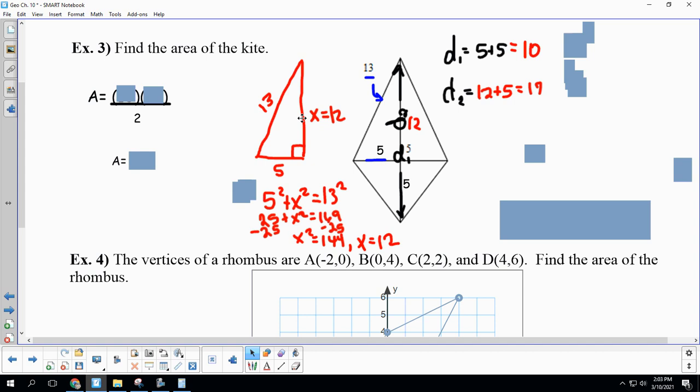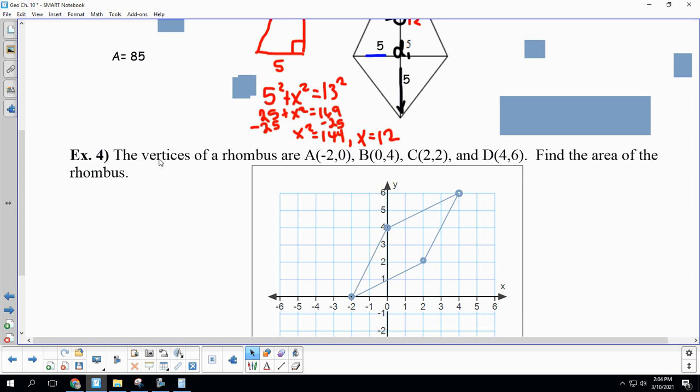But we got some sneaky numbers that we were missing, so we had to throw a little Pythagorean theorem in there for spice. Okay, so we take diagonal 1 times diagonal 2, and then divide by 2. Half of 10 is 5. 5 times 17 is 85. So the area of this kite is 85 units squared.